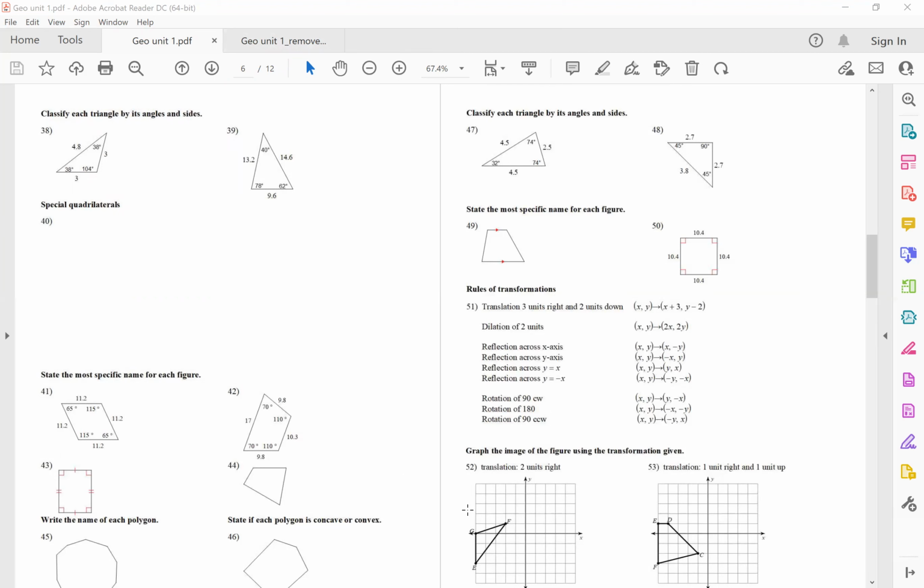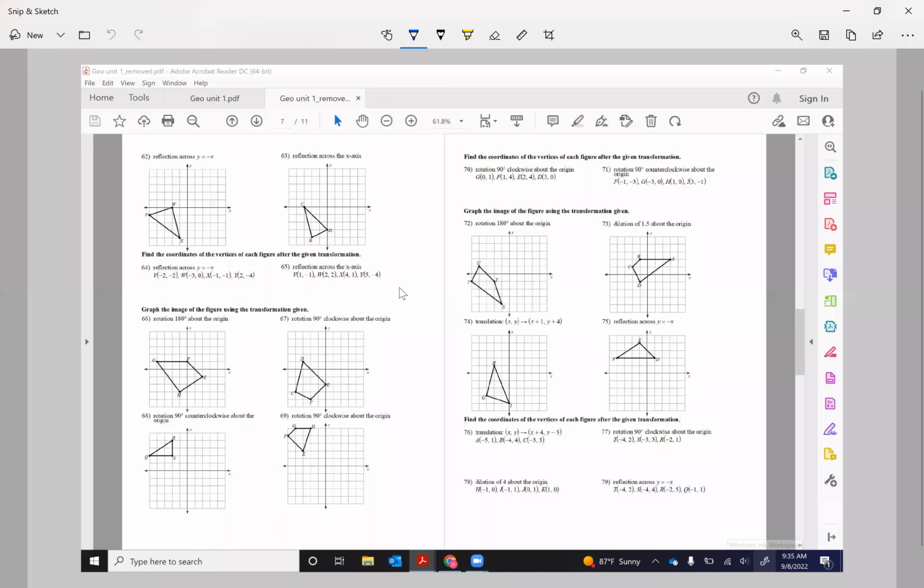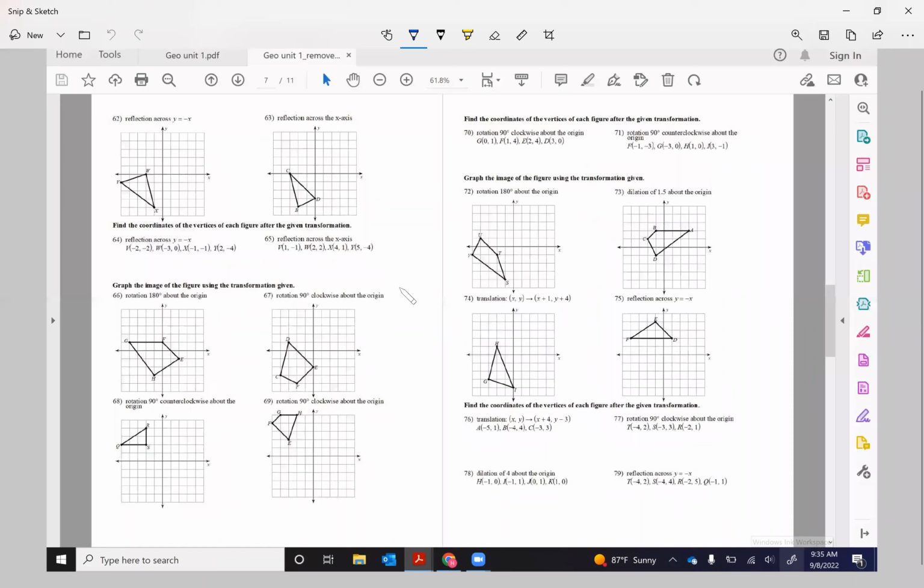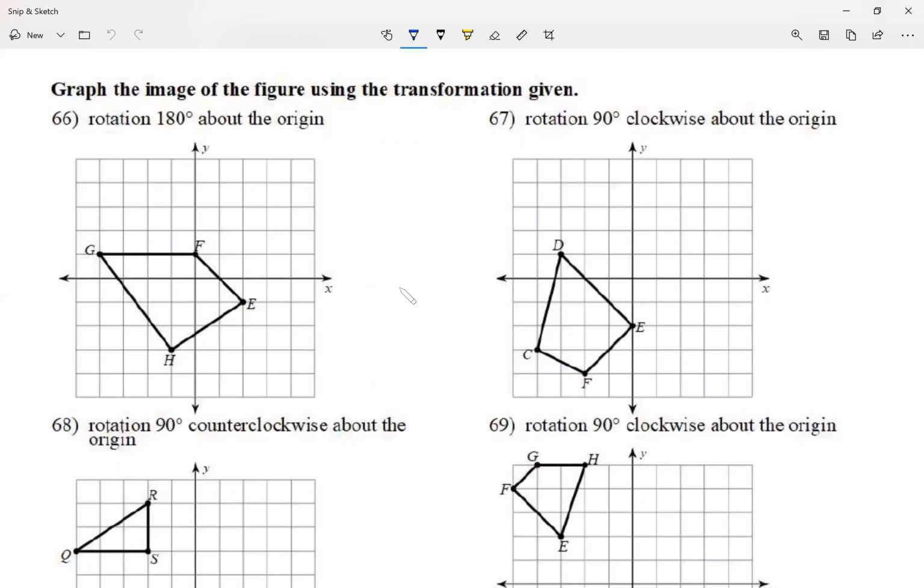So let's take a look now at our work. For today's work, I'm going to be working questions 66 through 71. So looking at question number 66. Graph the image using the transformation given. Now, in reality, I'm actually going to use our formula. I look at our notes, rotation of 180 degrees.